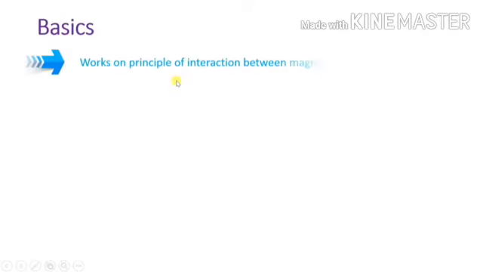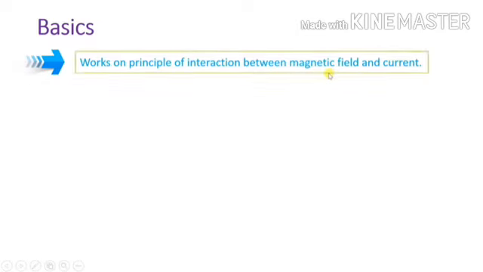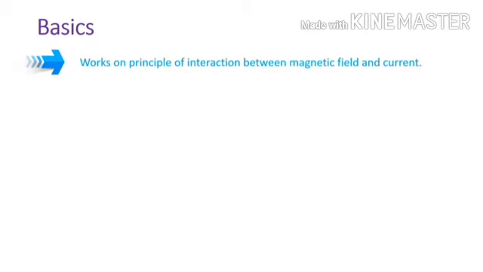In basics, first of all, what is the working principle of the moving coil loudspeaker? It works based on the interaction between magnetic field and current. I'll show you in the structure how the magnetic field is there, and based on current how force will act on the coil. Based on electromagnetic induction, force acts on the coil, and that force is connected with the diaphragm. The diaphragm will move to and fro, and based on that sound is generated. So this is the basic working principle of the moving coil loudspeaker.